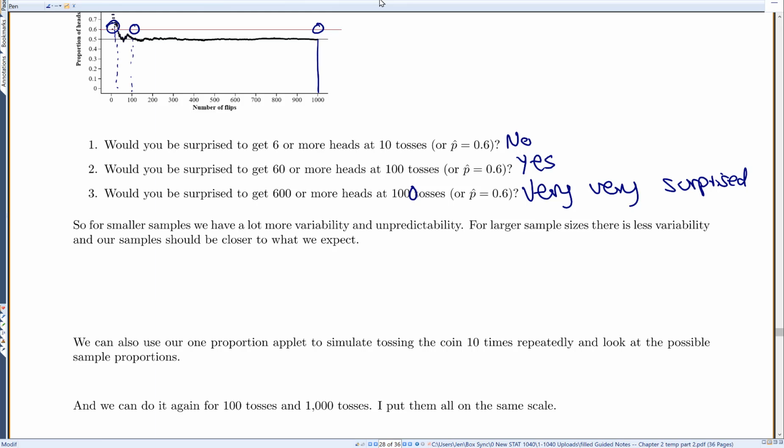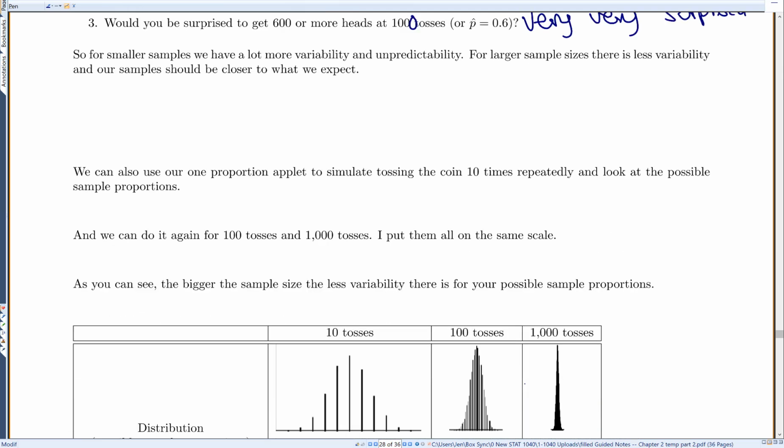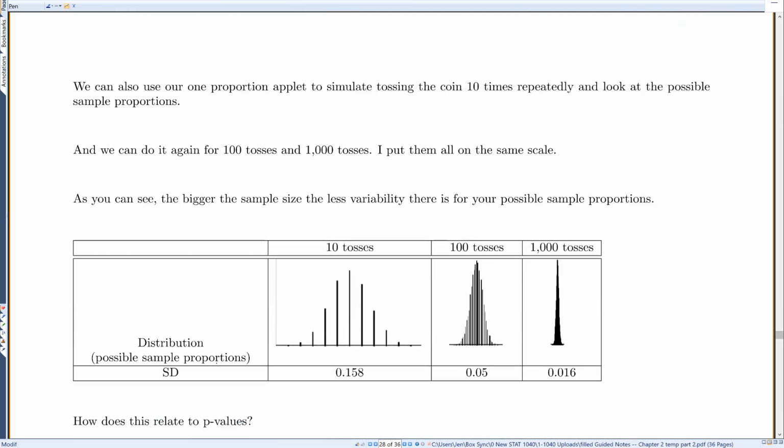Now let's see. We can also use our one proportion applet to simulate tossing the coin 10 times repeatedly and look at the possible sample proportions. And we can do it again for 100 tosses and 1,000 tosses. I put them all on the same scale. So here's the distribution of the possible sample proportions. And I told you the SD of all of these possible sample proportions.